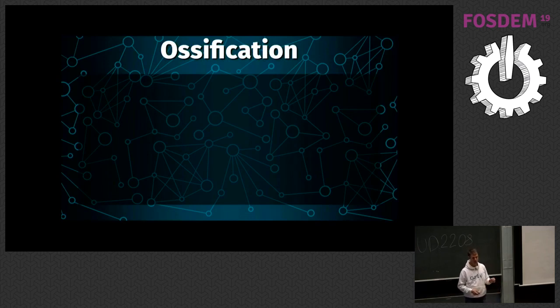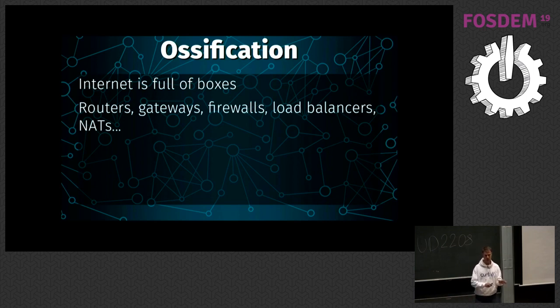At the same time, we have an internet that has developed this habit, or should I say, a pattern that we call ossification, which basically means that everything we do on the internet gets stuck the way we introduce it. Over time, we can't change anything anymore, because the internet is full of boxes. If you didn't know, it's a lot of boxes. I mean, routers, gateways, load balancers, NATs, home broadband things, whatever, all those little boxes between you and the server in the other end. There are a lot of boxes.